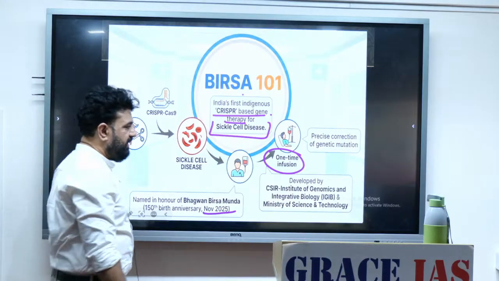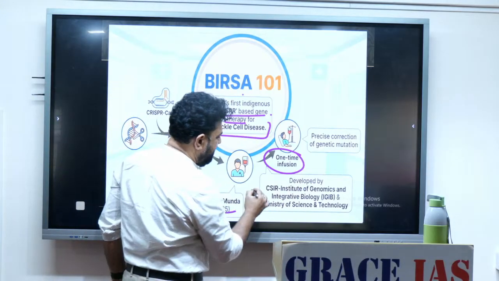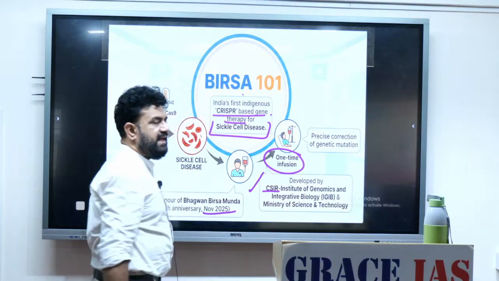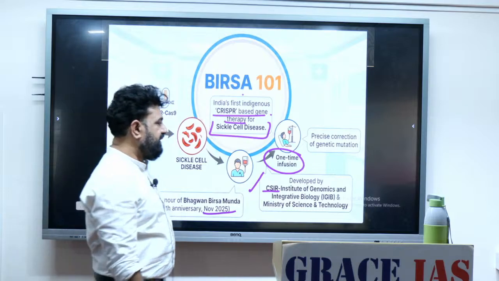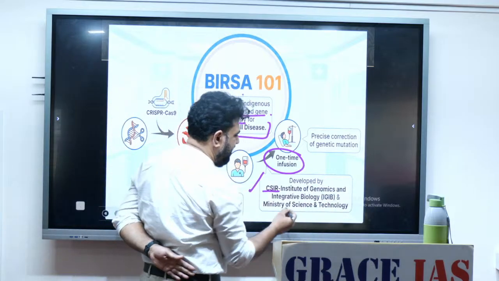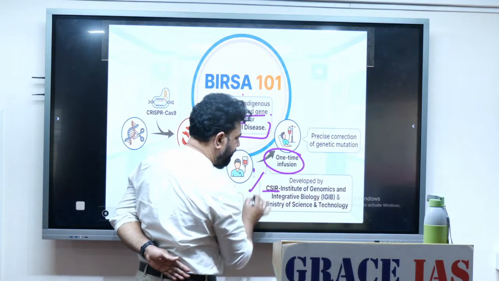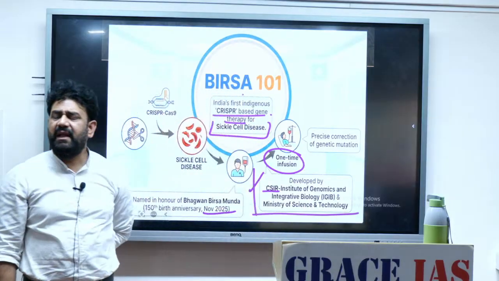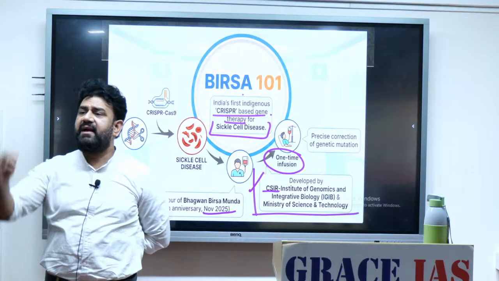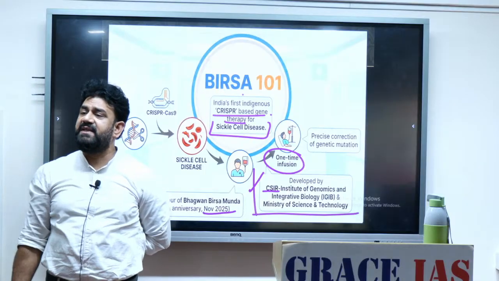So what is that here? Who developed it? CSIR, Council of Scientific and Industrial Research, along with the Institute of Genomics and Integrative Biology, IGIB, and the Ministry of Science and Technology. This is a potential question. Multiple statements will be given. Consider the following statements concerned with Birsa 101.